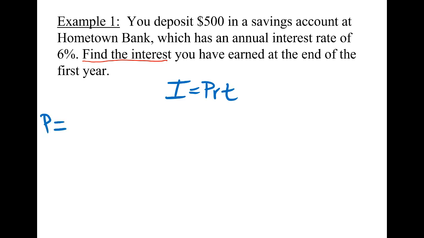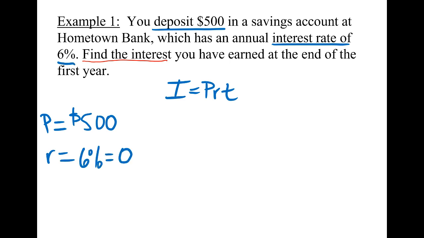So P stands for the principal. Here we've deposited 500. So our principal is 500. R is the interest rate, and our interest rate is 6%. But we need to convert that to a decimal, so we divide by 100 and we get 0.06. And T is the time in years, and we are told that it is 1 year. Okay. So now we can plug this into our formula.